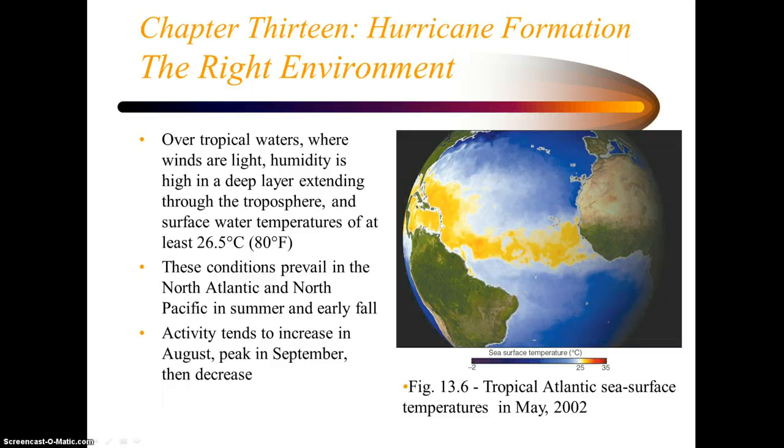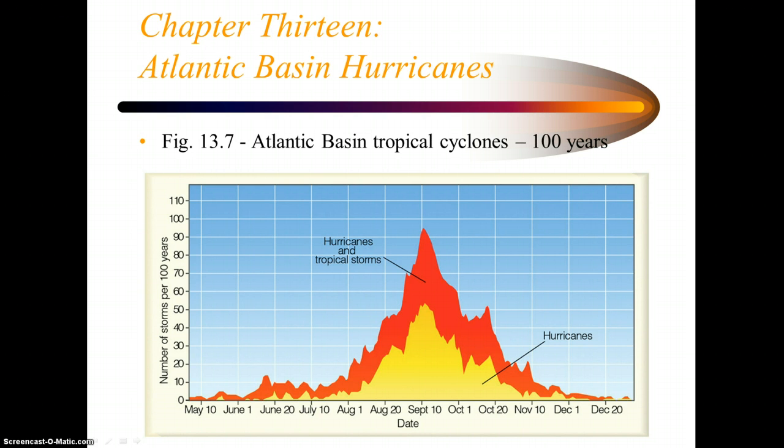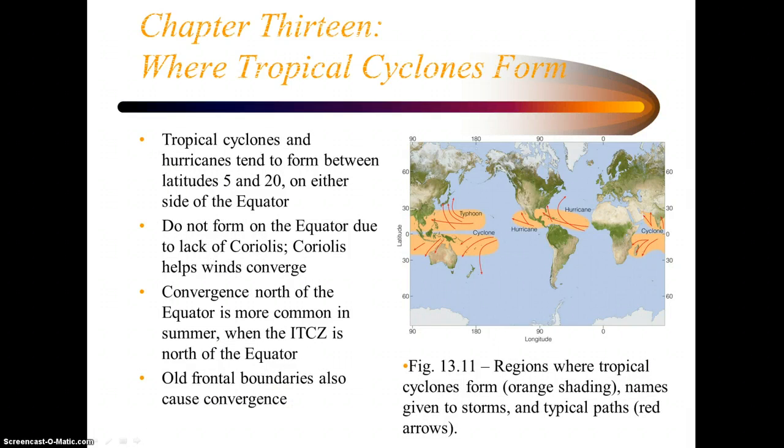The activity in the western North Atlantic tends to increase in August, peak in September, and then decrease in October and November when the sea surface temperatures get colder. This picture shows you tropical Atlantic sea surface temperatures in May 2002. It's color enhanced, so you can see the temperature differences there. Here is a historical look at Atlantic Basin tropical cyclones in the past 100 years, showing that there seems to be an increase in August, a peak right around September 10th or so, and then as the water gets colder, they do tend to decrease when you get into October and November.